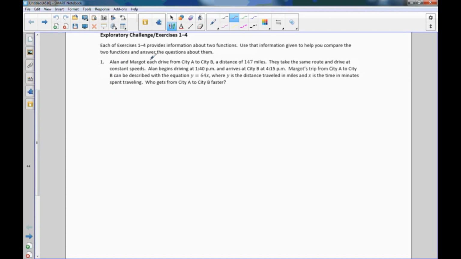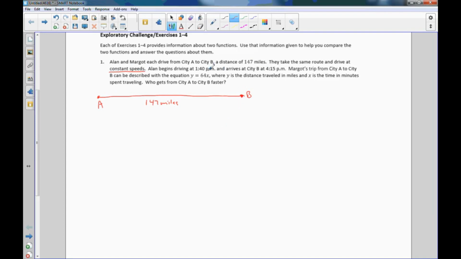Okay, so Alan and Margot each drive from city A to city B. So if you have a city here, A, and a city B here, and it says it's a distance of 147 miles, so this road has a distance of 147 miles. Okay, so I'm just drawing a little diagram here. Here's B. They take the same route, so this is the way they're both going to go. Okay, and they drive at a constant speed. So they have their cruise control set, and away they go.